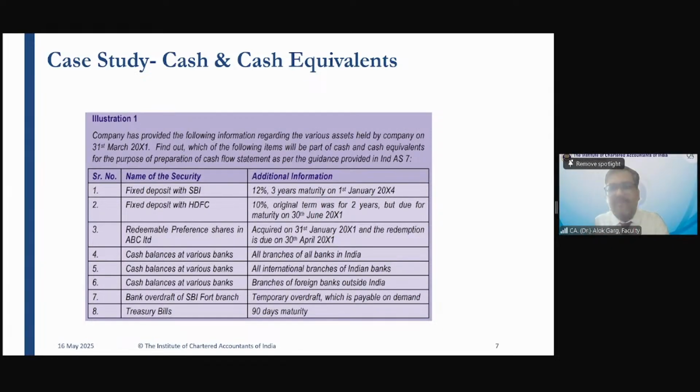Otherwise, in this case, the original maturity was for 2 years when it was invested, but as on 31st March, the remaining period is only 3 months. So this will be a current asset, but it is not a cash equivalent. It could be other bank balances. It could be other current assets.